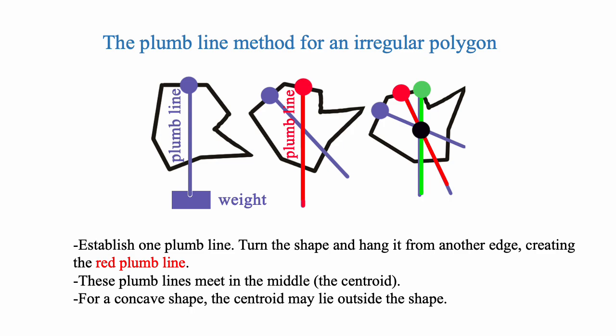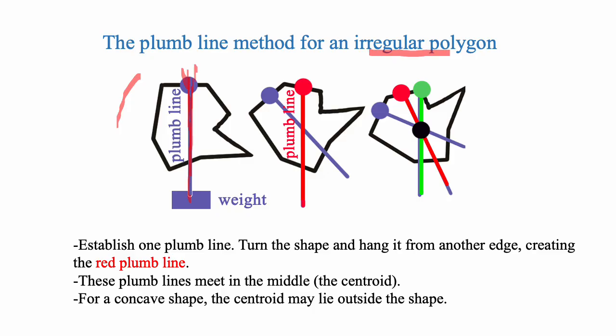Now, finding the center of an irregular polygon is a little more complicated. You could cut this shape out of stiff paper and balance it on the tip of your finger to find the center. Alternatively, you could hold it at one corner, so I'm holding it here, and drop a plumb line, which is a string with a weight on it, and draw where that would go from this point that you're holding. So we have this one line.